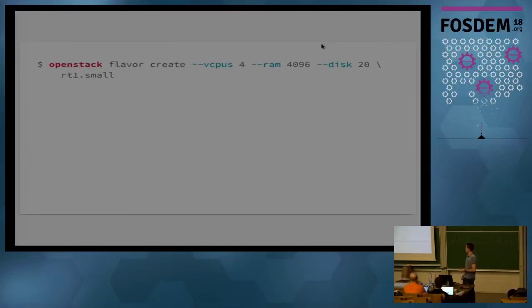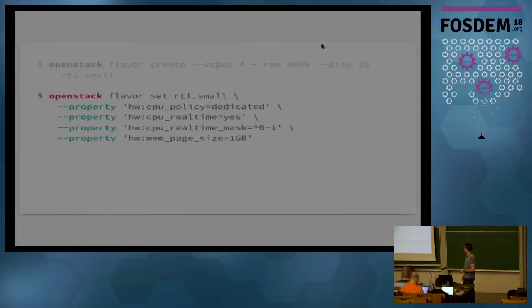So going back to that OpenStack command line client, we're creating a flavor. We've got 4 CPUs, 4 gigs of RAM, 20 gigs of disk space, and we're giving it a name, RT1 small. And then we're going to set these extra specs, which again are like scheduler hints. So there's 4 of these here.